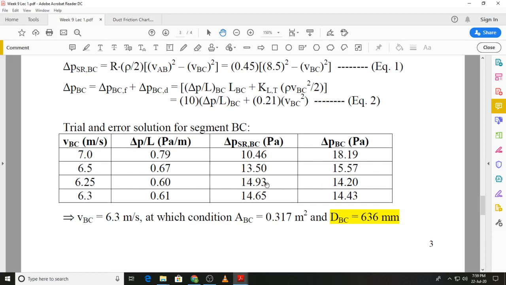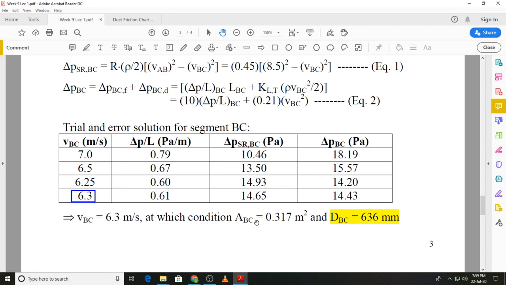So we can fine tune our result by slightly increasing. We want to now reduce this value of 14.93, so we will slightly increase the value VBC, and I've just made it 6.3, and at this value you can see that the two values, the static regain value and the pressure drop, which is the sum of both frictional and dynamic losses, are quite close together, and we can stop our iteration at this point. We can say now that the velocity that we have guessed to be 6.3 meters per second is the velocity at which the static regain will balance the pressure drop, and this is the value that we can then use to find out the cross-sectional area.